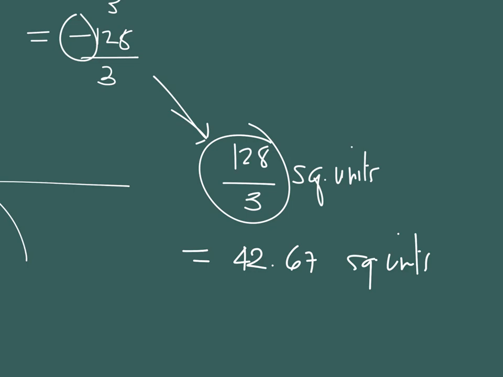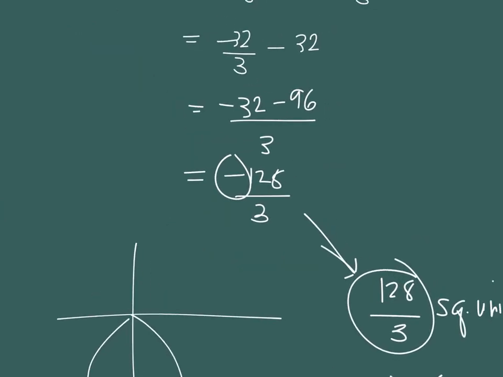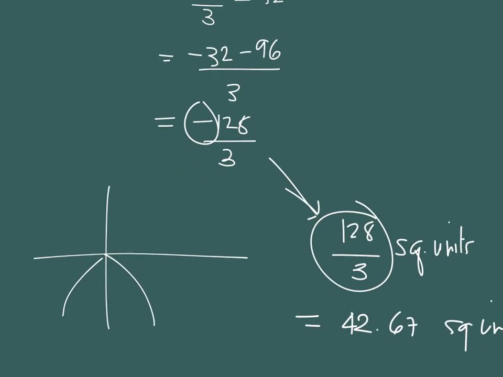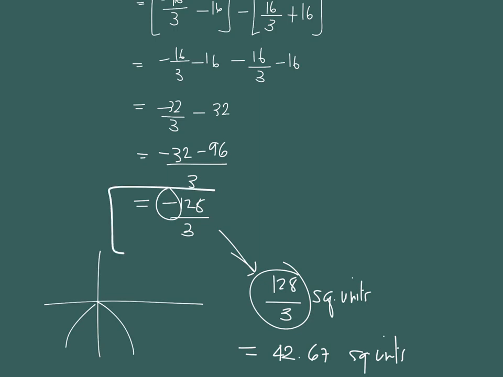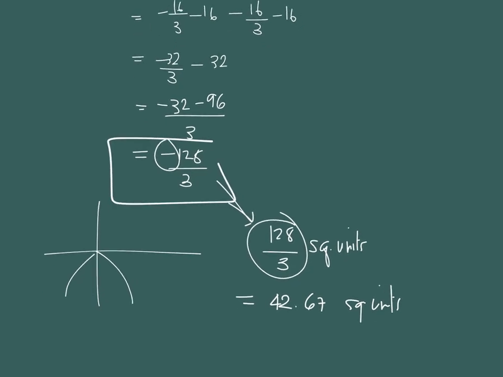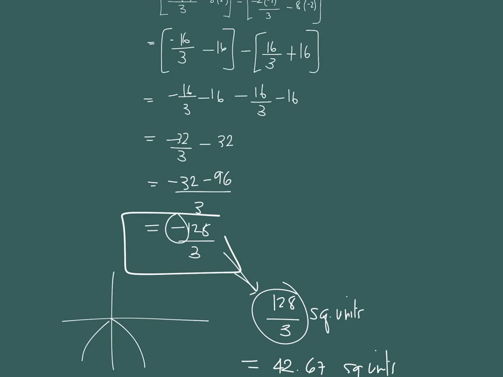Okay? So some would say just get the absolute value. That's fine. Any question? So do not end with a negative value. It should be the positive value, 128 over 3. Okay?